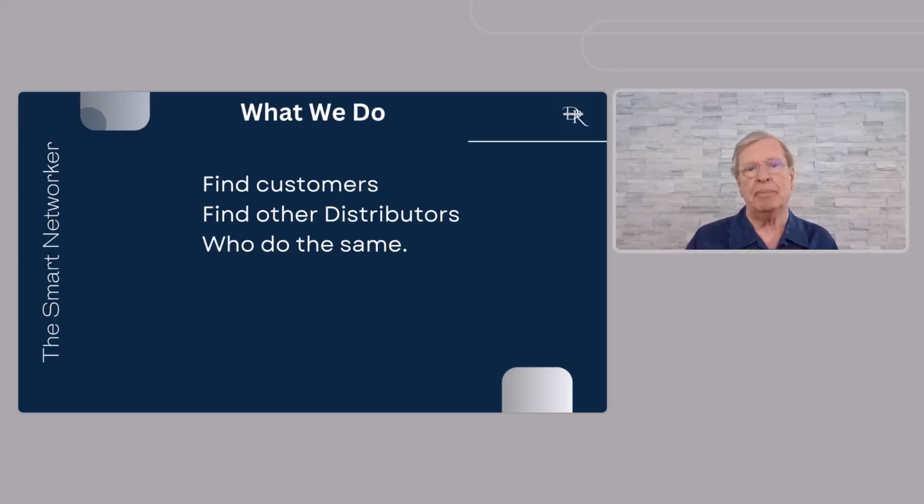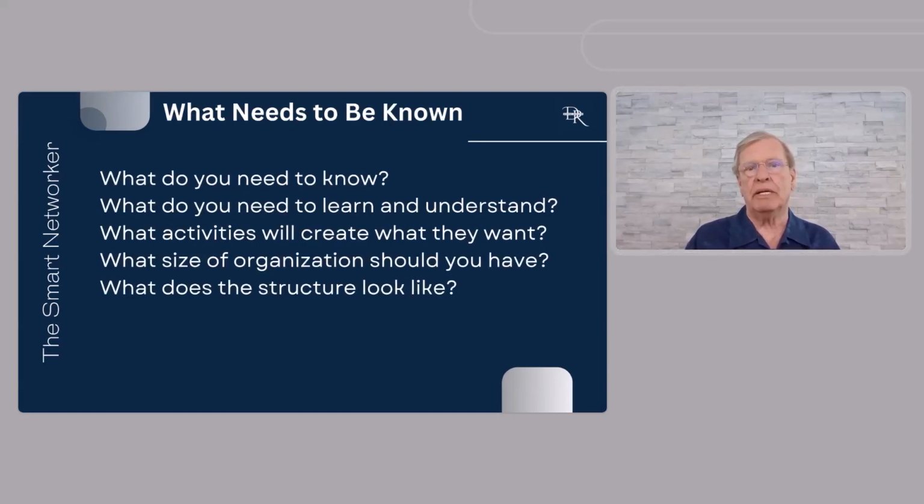Now, as an example, let's say someone needs to make $10,000 a month. What do they need to know? What do they need to learn and understand? What activities create what they want? What size of an organization should they have? What does the structure look like? In other words, what is the reality of the desired amount? Not wishful thinking, but the reality.